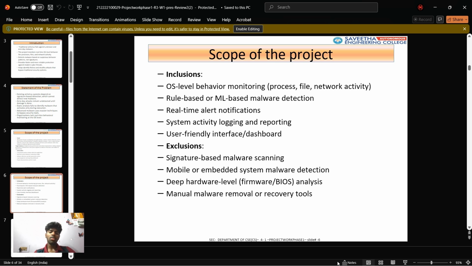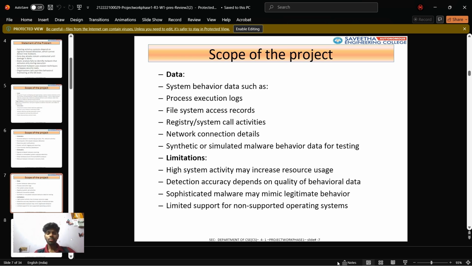The exclusions are signature-based malware scanning, which we cannot include in this project, mobile or embedded system malware detection, deep hardware level analysis like firmware or BIOS, and manual malware removal or recovery tools. We have excluded these from this project. The data used is system-based data such as process execution logs, file system access records, registry and system call activities, network connection details, and synthetic or simulated malware behavior data for testing.